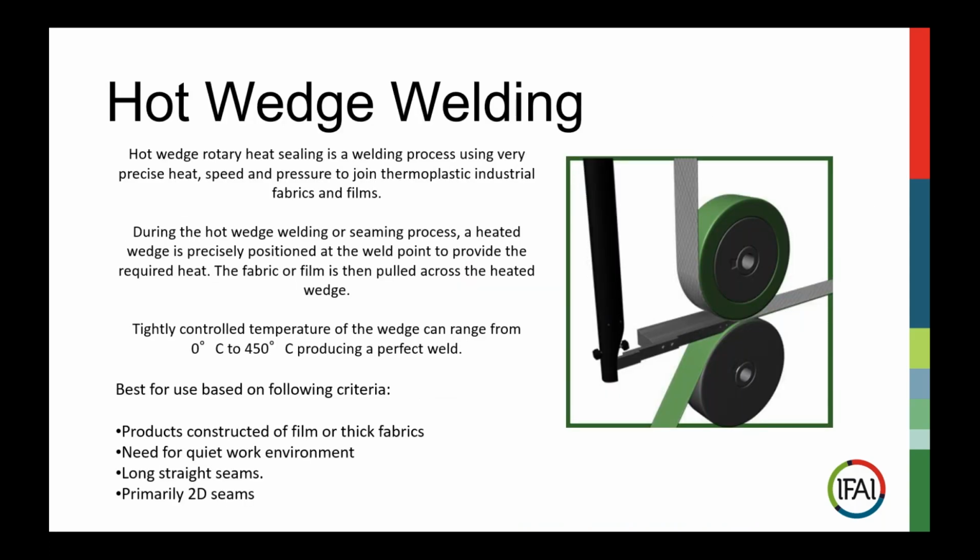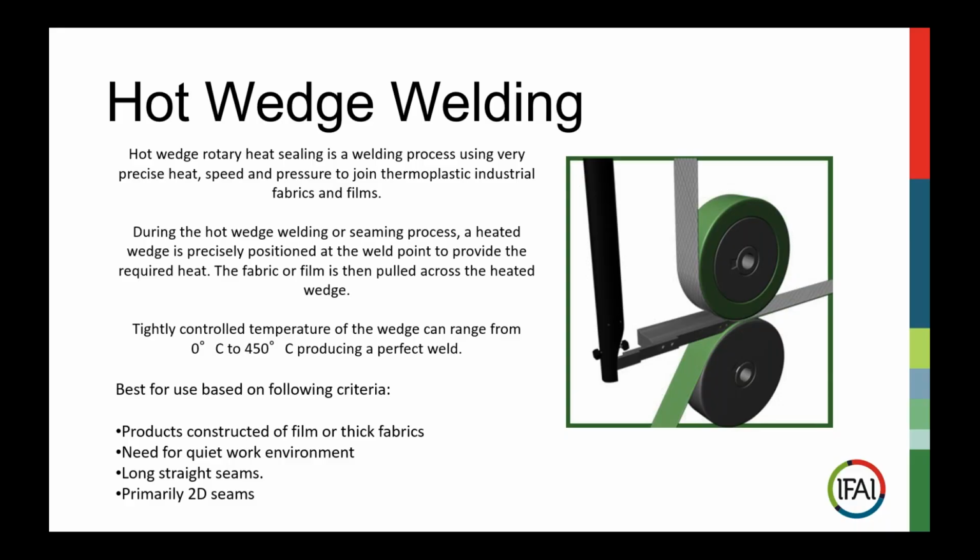Next, I'm going to talk about hot wedge welding. Hot wedge welding, again, heat, speed, and pressure is the key to having a successful weld. It's a rotary heat sealing process. Imagine a sewing machine where the material goes through the head of the machine. But in hot wedge welding, you're replacing the needles, the bobbins, the consumables, the threads. No more breaking needles. The hot wedge itself is an aluminum plate that would be heated up with 4 heating elements and a thermocouple, and that's all controlled with an HMI display touch screen. It's a very fast way of welding.